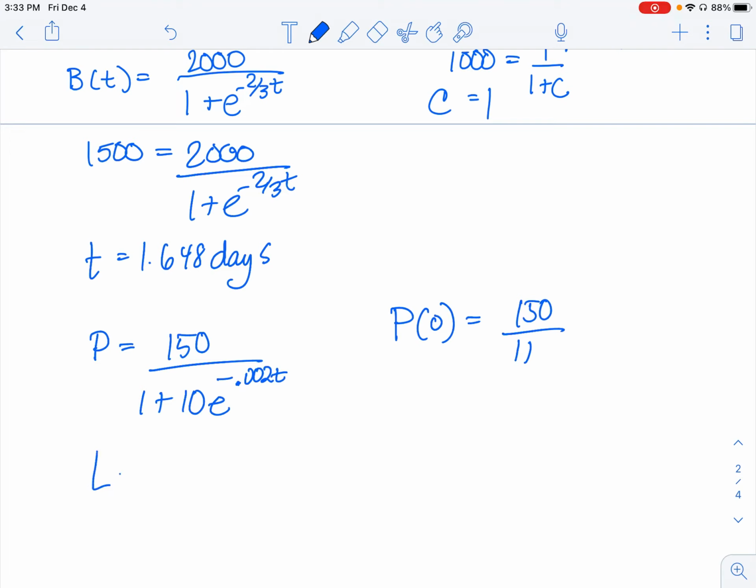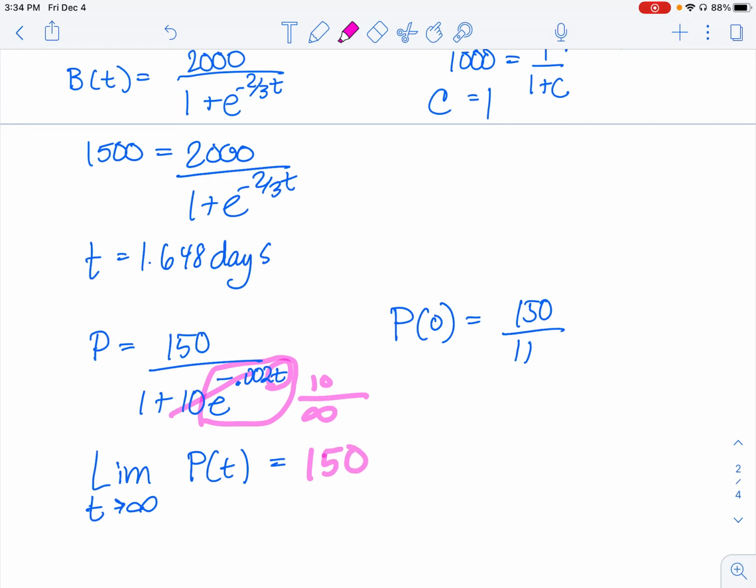But now the limit, this is the one people missed, as t goes to infinity of P of t, right? So if this goes to infinity, that means this guy is going to infinity, which means I have e to the negative giant number, which is going to 0. I'm sorry, the exponent's going to infinity, that's going to 0, right? So this whole thing, because I'm going to have 10 divided by giant number, right? So that whole thing's going to 0. So literally, I have 150 over 1.